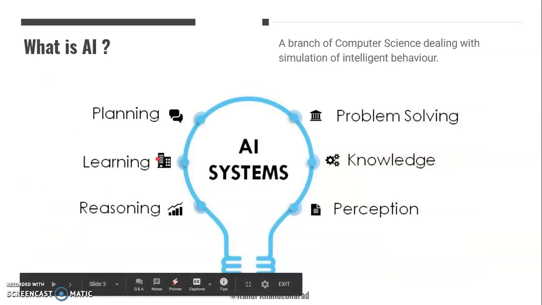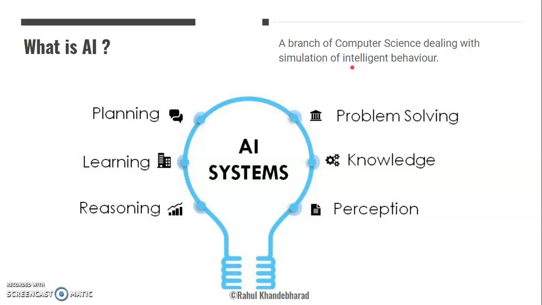So what is AI, guys? AI is a branch of computer science that deals with simulation of intelligent behavior. And what does intelligent behavior mean? Intelligent behavior means the capability of the system for learning, reasoning, problem solving, and building its own knowledge.